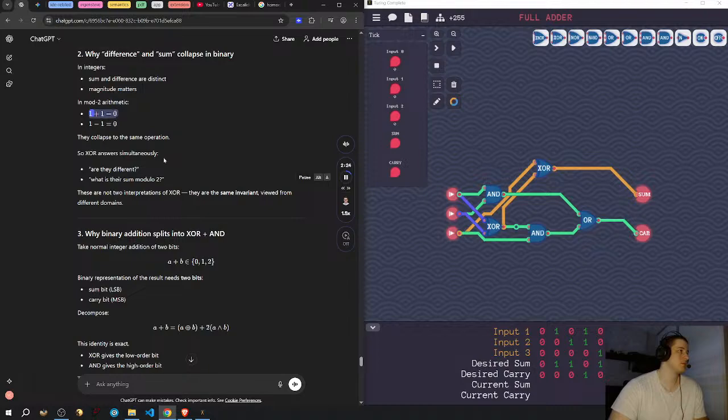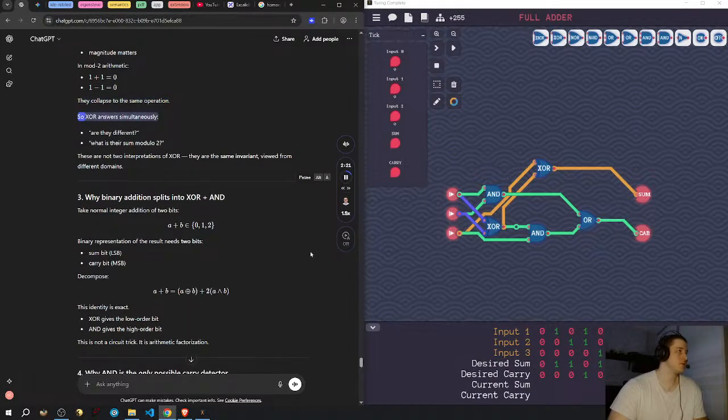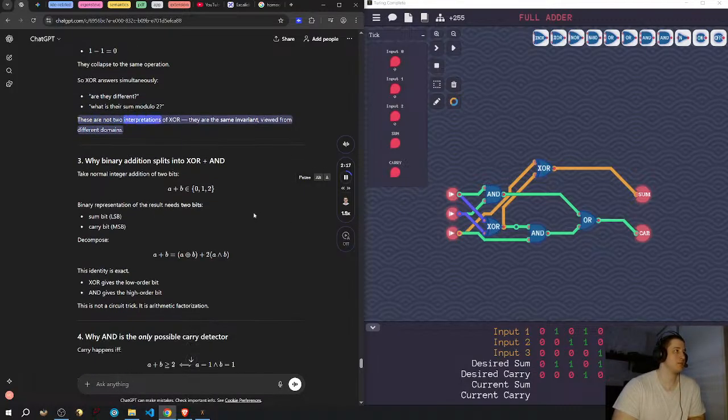1 plus 1 equal to 0. 1 plus 1 equal. They collapse to the same operation. So are answers simultaneously. Are they different? What is their sum modulo 2? These are not two interpretations of XOR. They are the same invariant viewed from different domains.